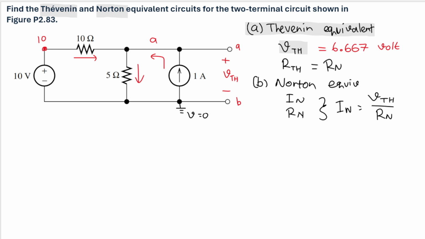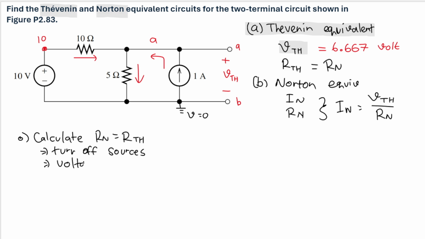Okay, now to calculate Rn, we need to calculate Rn or RTH. Rn, which is equal to RTH. We need to turn off the sources, right? Turn off sources. And how to turn off sources? If we have a voltage source, we replace it by short. And then if we have a current source, we replace it by open circuit.